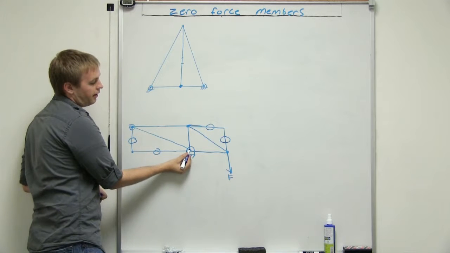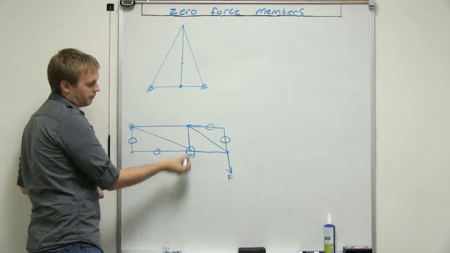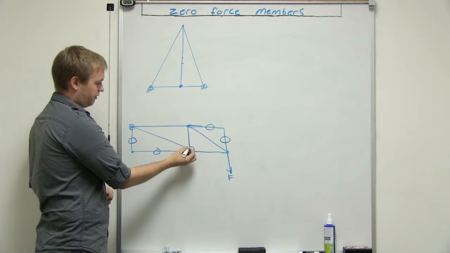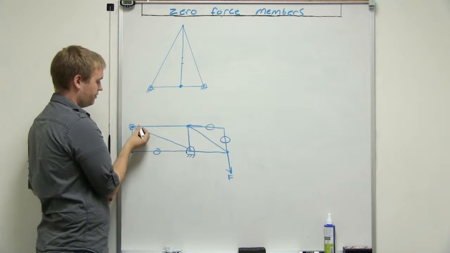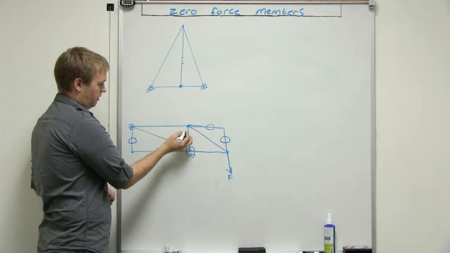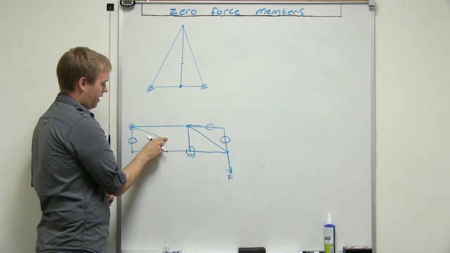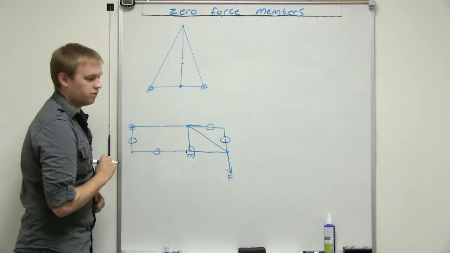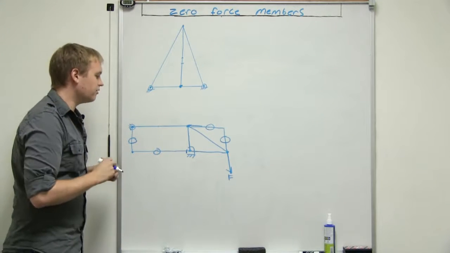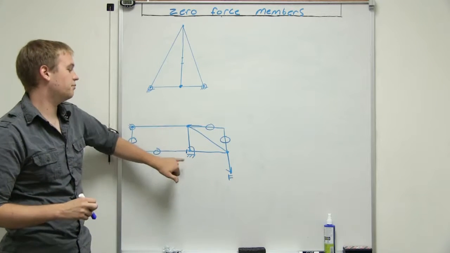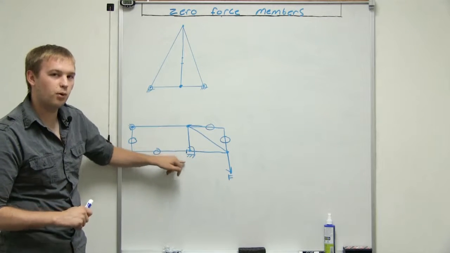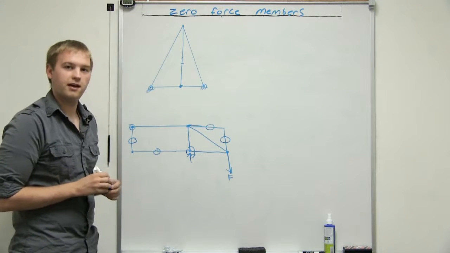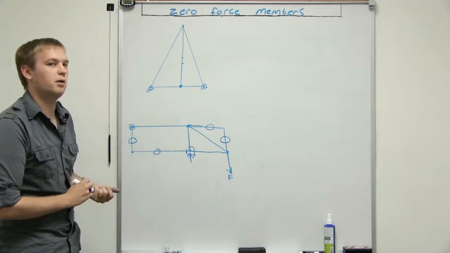Now let's look at this one right here. Is this a zero force member? Well, unfortunately it's not because we have this force going out here. But what if we erased that? So we get rid of that beam. Now, is it a zero force member? Well, the answer is still no because there is a support there. This support gives another reaction force. That adds another force there, making that not a zero force member.